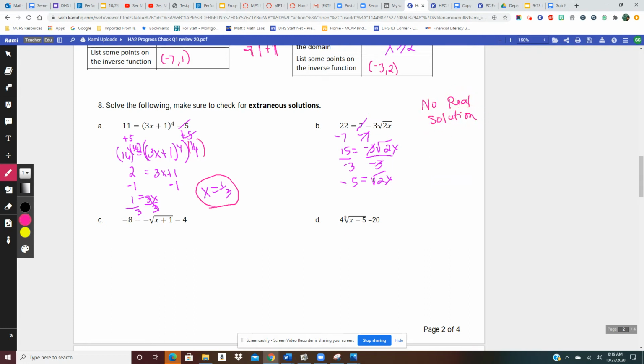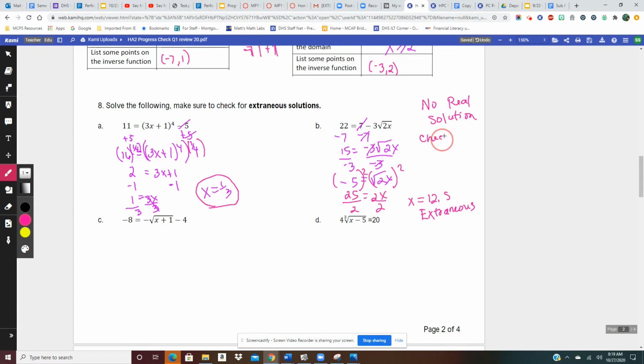Okay, so if I want to keep going here, the next step is to square. I get 25 equals 2x. I'm going to divide by 2, I get x equals 12.5. Now, if you take 12.5 and put it back in here, it is not going to work to give you 22 on this side. So if you want to go back and check it, you can, and that's not a real solution. It is extraneous. So you can write that as extraneous, or you can just write no real solution. Let me do it with the checking way.